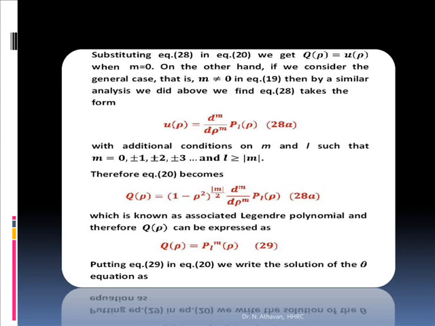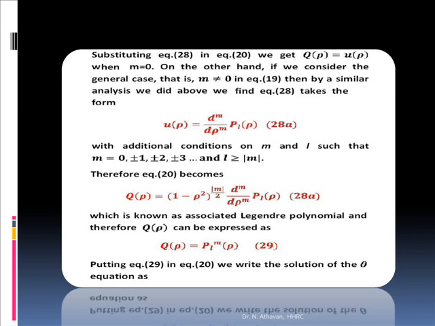If we want to find the solution for the general case, then we have to consider the m not equal to 0 case. Therefore, putting m not equal to 0 in equation 19, by a similar analysis as above, we find that equation 28 takes the form u of rho is equal to d power m divided by d rho power m of the Legendre polynomial P_L of rho. While obtaining equation 28a, we get additional conditions on m and L, that is, m can take only integer values and the value of L should be greater than or equal to the modulus of m.